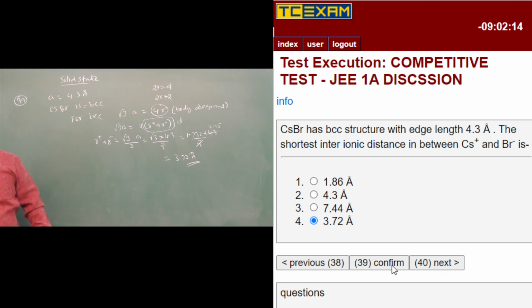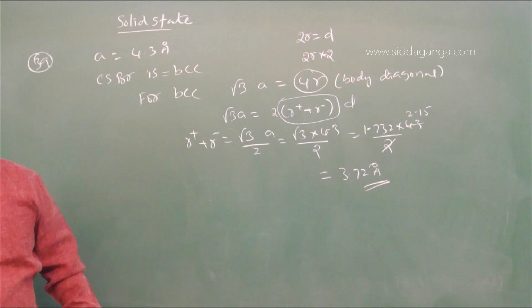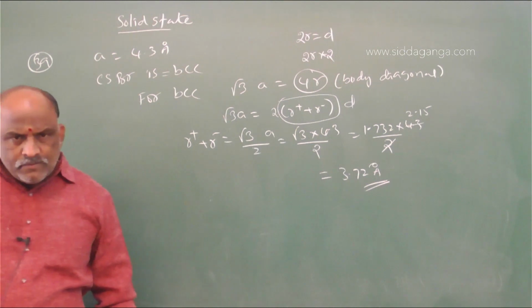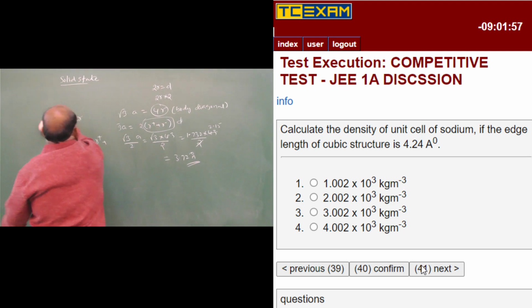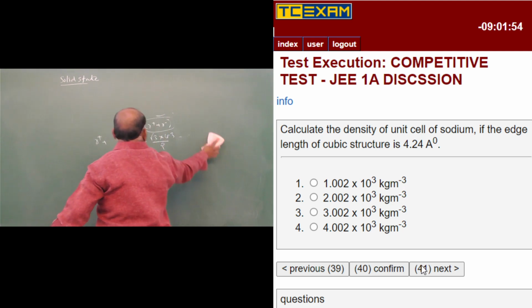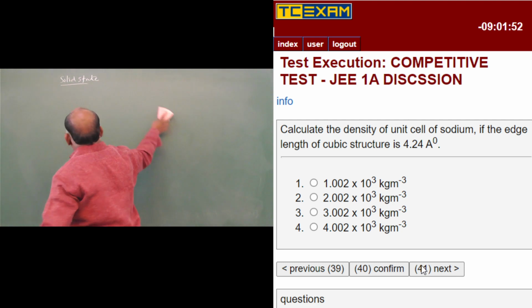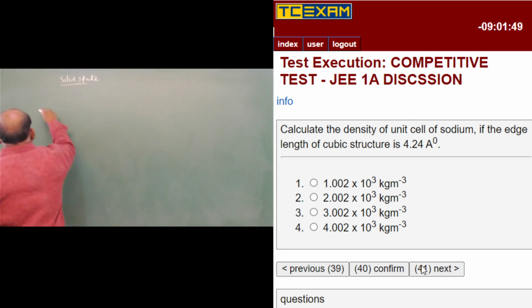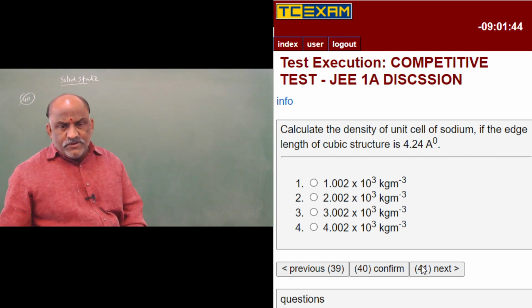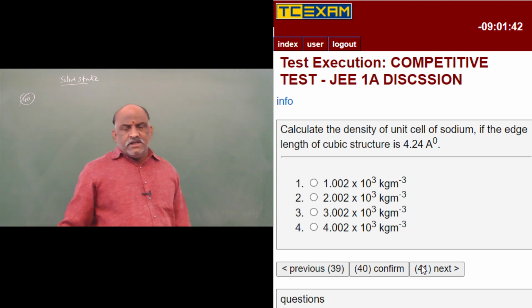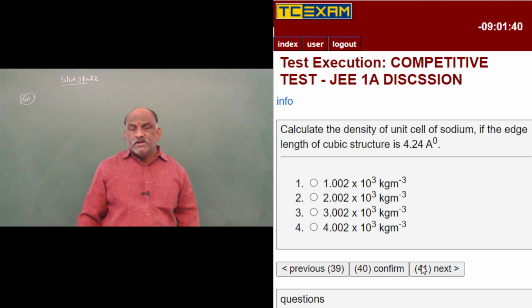Next we go with question number 40. Calculate the density of the unit cell of sodium if the edge length of the cubic structure is 4.24 angstroms.